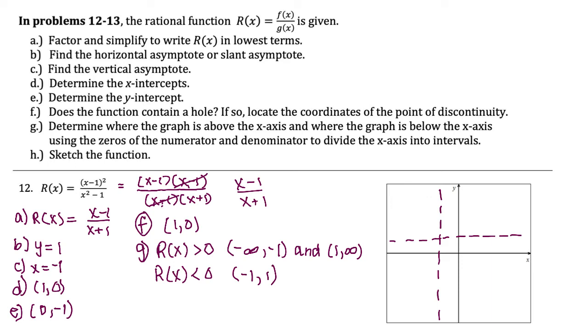And then we've also got 0, negative 1. And then we've got a hole at 1, 0. So it looks like we've got part of our graph that's going to go this way. And then our other portion, remember, it can't run parallel, so it's going to be up here. So there's all the pieces of our graph.